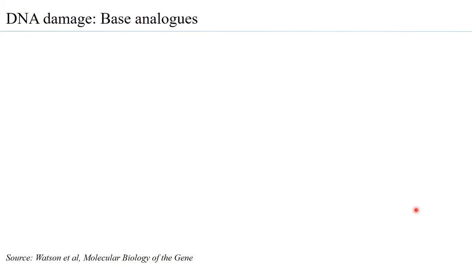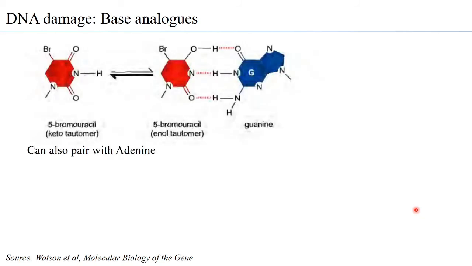Then we come to a chemical agent that can be used to induce, or that is responsible for, mutations in DNA. Base analogues. What are base analogues? Base analogues are basically molecules which have a very similar structure to one of the nucleotides or one of the bases. So say, for example, you consider 5-bromouracil. The 5-bromouracil is very similar to thymine.